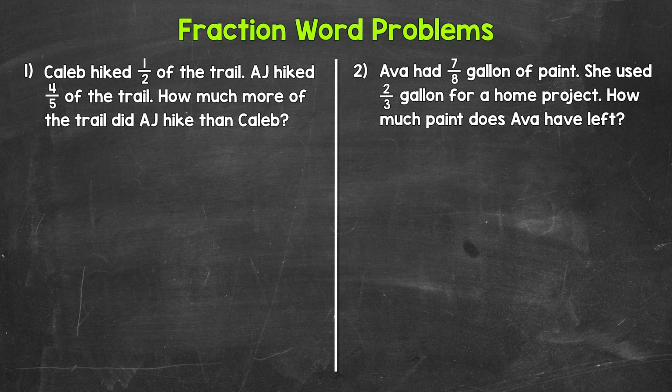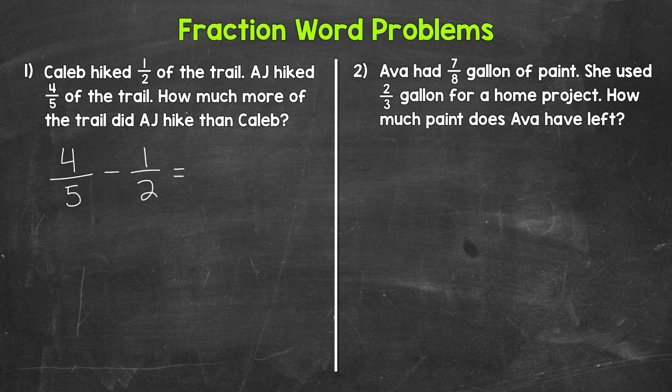We are finding the difference between the amount of the trail Caleb hiked and the amount of the trail AJ hiked. Whenever we find the difference between two values, we subtract. Now, AJ hiked more of the trail, so that's the fraction that's going to come first. 4/5 is greater than 1/2. So we need to do 4/5 minus 1/2.